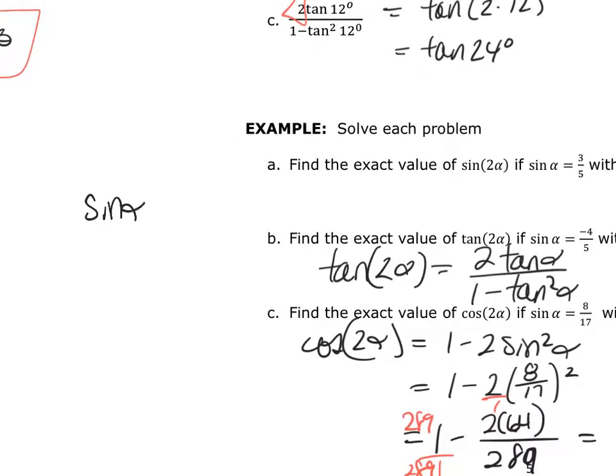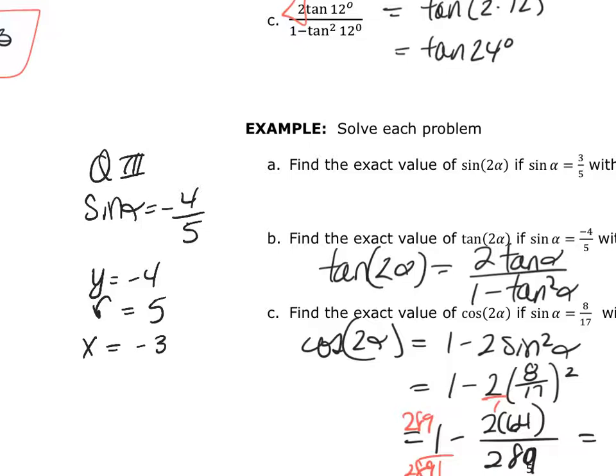I have the sine of alpha is negative 4 over 5. This is a 3, 4, 5 triangle. So quadrant 3 is where I am. So I have y is equal to negative 4, r is equal to 5, and x, because we are in quadrant number 3, is negative 3. So it's a 3, 4, 5. I use these a lot, as well as the 5, 12, 13 triangles. So that tells me my tangent of alpha, in that quadrant, is going to be negative 4 over negative 3, in other words, 4/3.